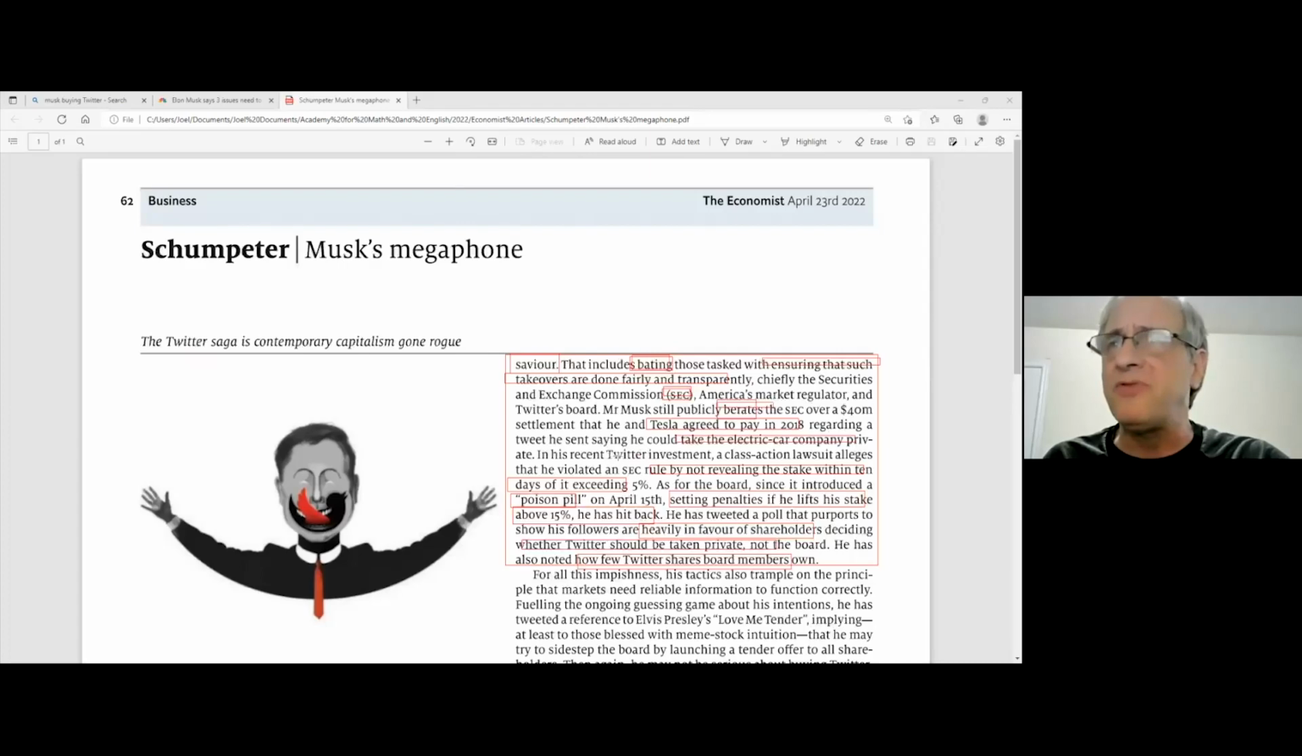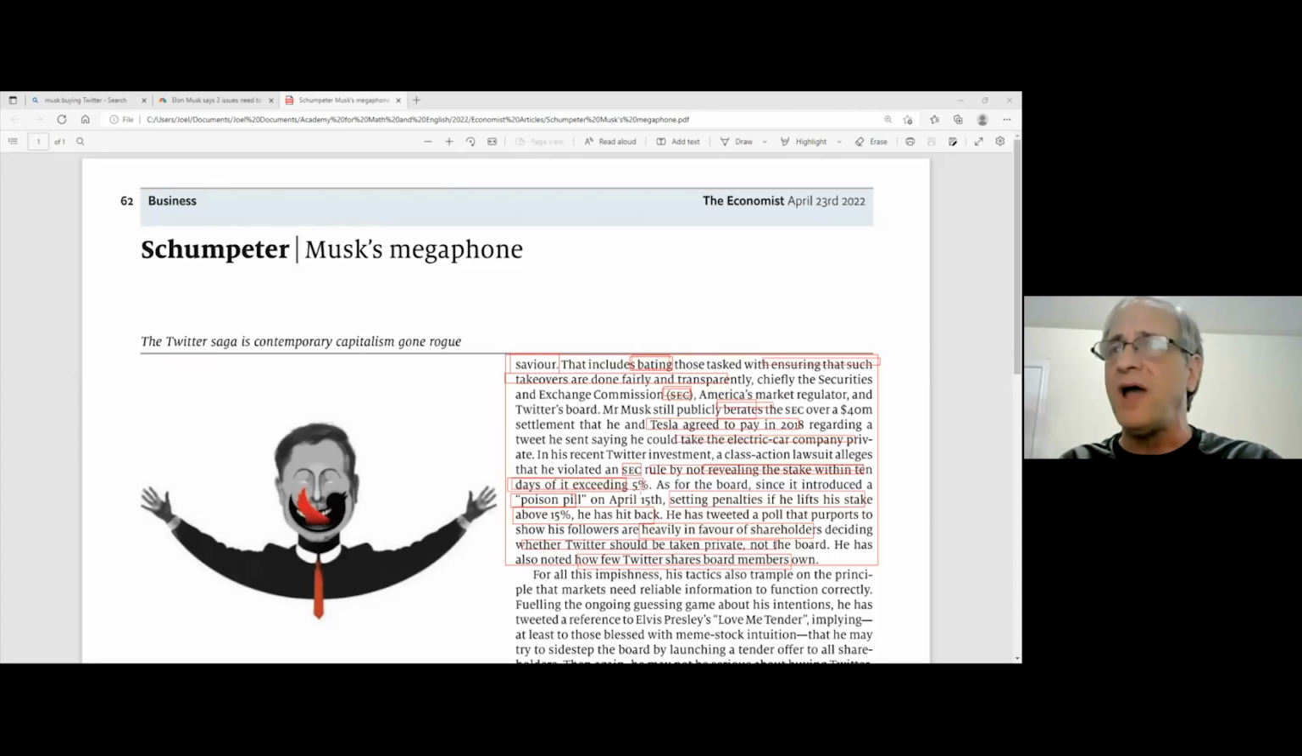So another thing that he's just done is there's a rule that the SEC, that's the regulators, the Securities and Exchange Commission, they said if you own more than 5% of a company, you have to reveal it. That's one of the rules. So anyone's free to buy shares and stocks of something, but if you own more than 5%, you have to show it. Aha, Musk broke that rule. He did not reveal the stake within 10 days of exceeding 5%.